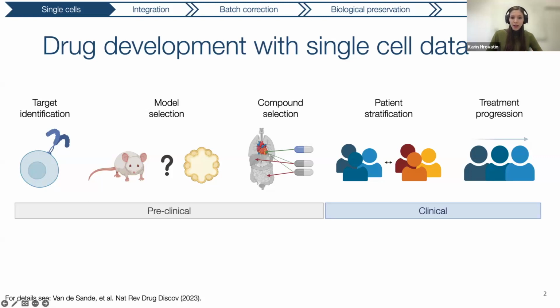Therefore, having single cell measurements here is really key to detect those individual cells that might be residual after the therapy. So overall, it is very useful to have single cell measurements across the whole spectrum of drug development tasks.